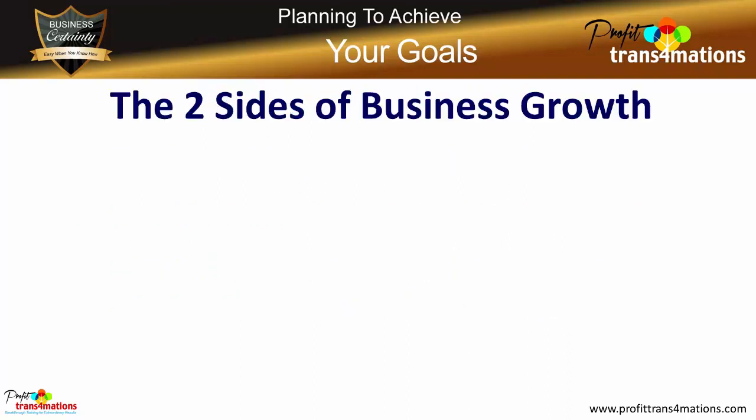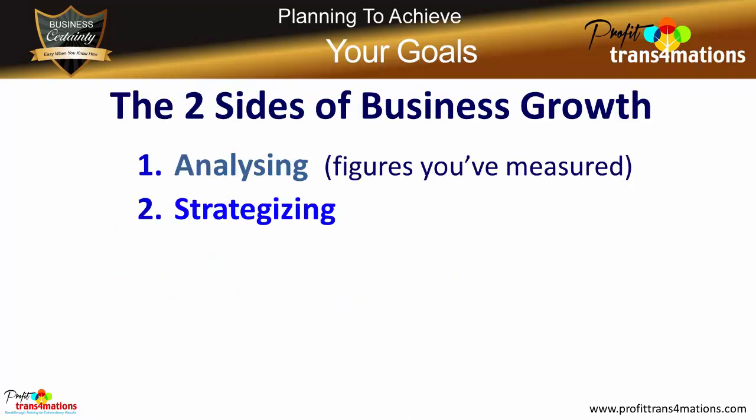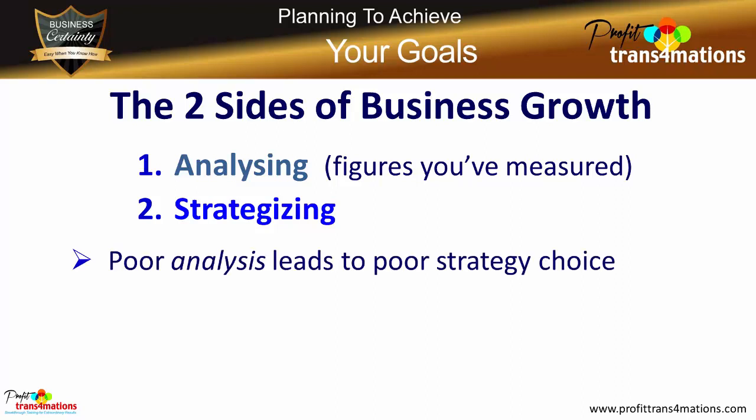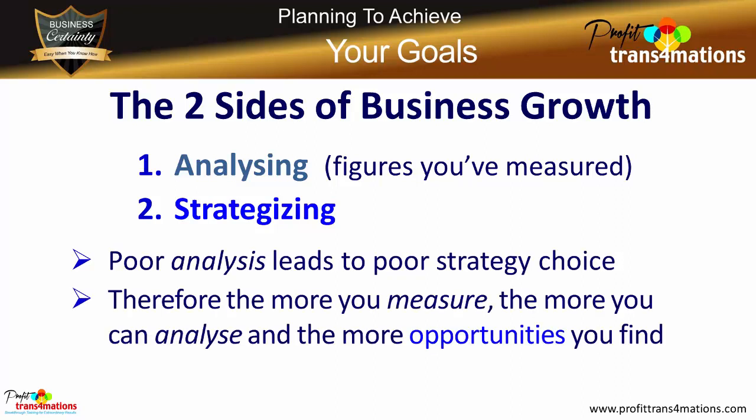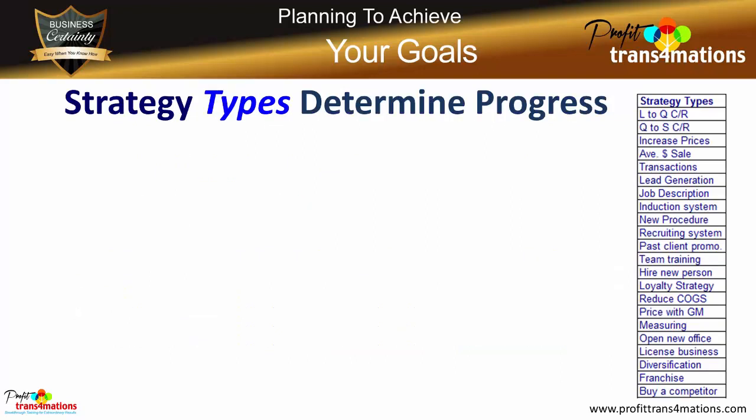The 2 sides of business growth are these. First of all is analyzing figures that you've measured. Second is strategizing from what that analysis has shown you. Poor analysis leads to poor strategy choice. Therefore, the more you measure, the more you can analyze and the more opportunities you find.